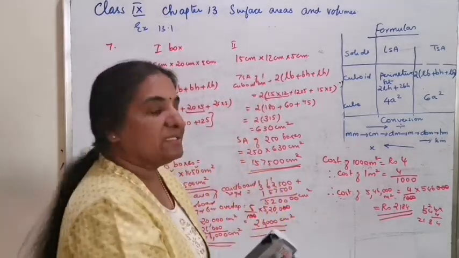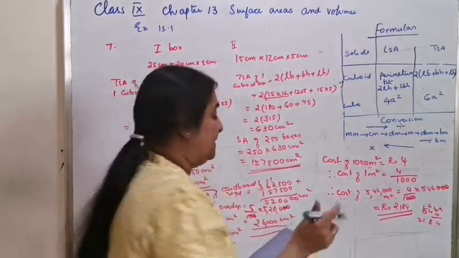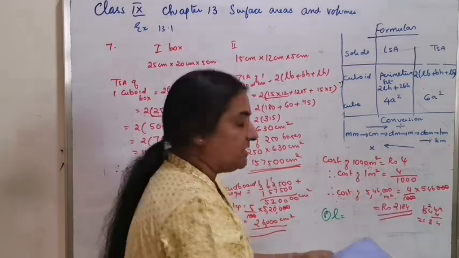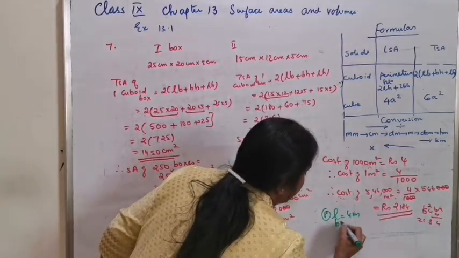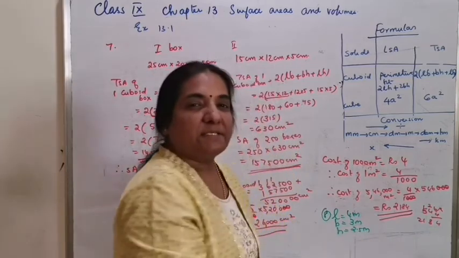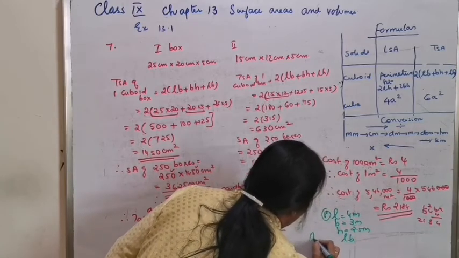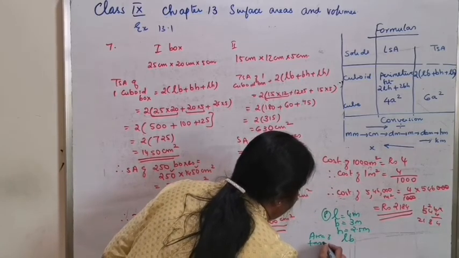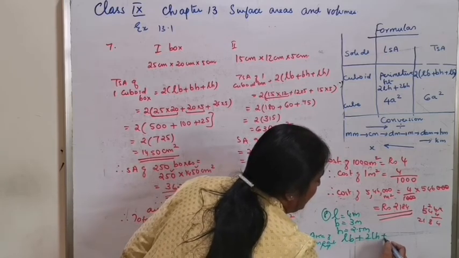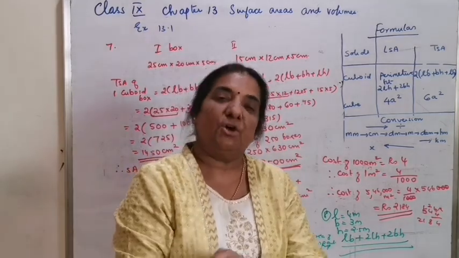You can just directly apply the formula like the open box you made. Take length as 4 meter, breadth as 3 meter and height as 2.5 meter. Since the base is not to be covered, the area of tarpaulin required is equal to LB plus 2LH plus 2BH. Apply this formula and get the answer on your own.